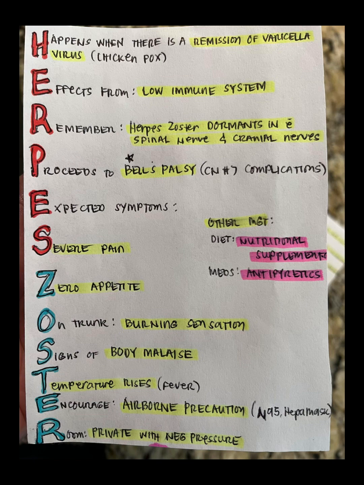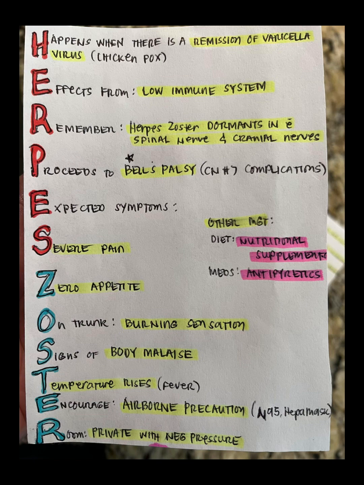So kapag nagising yung virus na nagtatago sa spinal nerve and cranial nerves, that's the time that you will experience herpes zoster. It goes to cranial nerve number 7. That will lead to Bell's palsy.